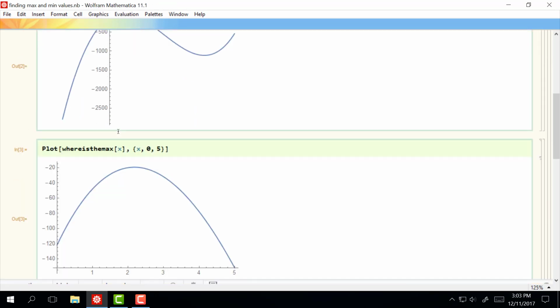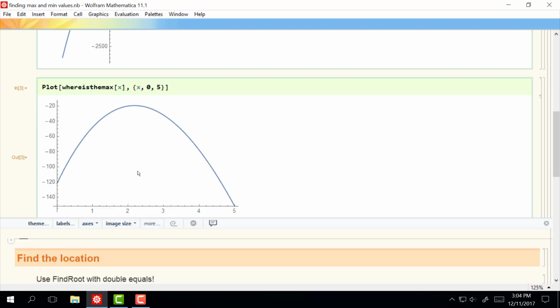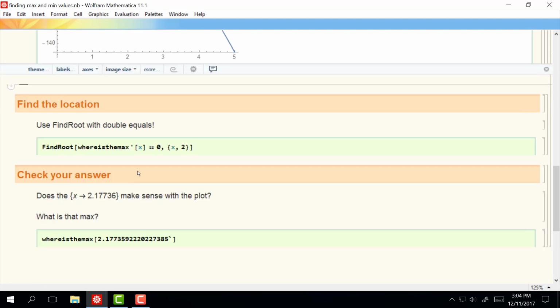Here I've changed the domain to go from x equals 0 to x equals 5. Now, from the plot, I can see pretty clearly that the max should be about the point x equals 2, y equals negative 20. But I'm guessing these aren't the exact values. So how do we find those exact values?